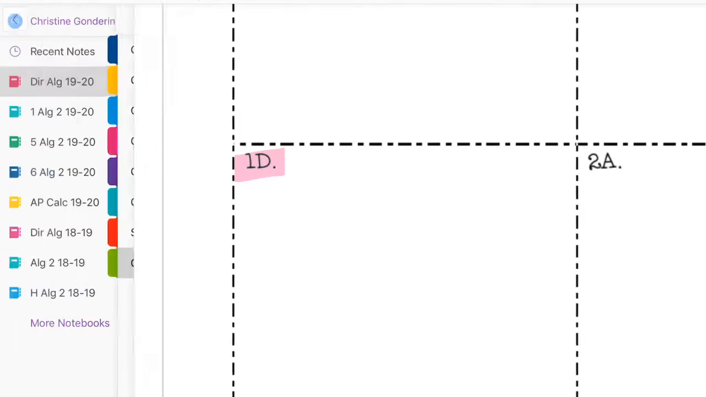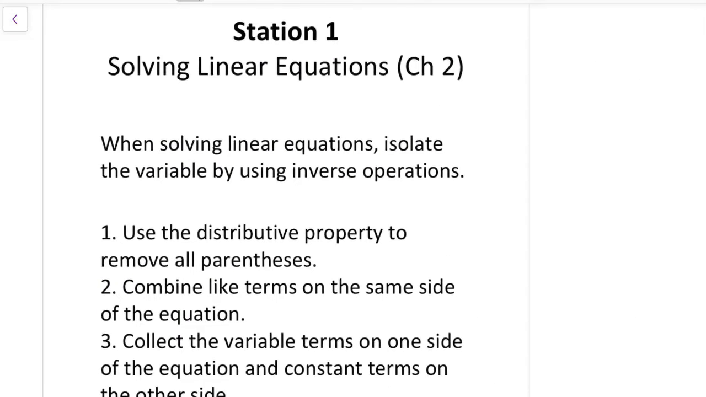So that means that it's station number 1 and problem D. So before we start, let's see what station 1 is all about. Station 1 is all about solving linear equations, which we did in chapter 2. When we solve linear equations, we need to isolate the variable by using inverse operations. So remember, inverse operations. Well, what undoes multiplication? Division. What undoes subtraction? Addition, right?